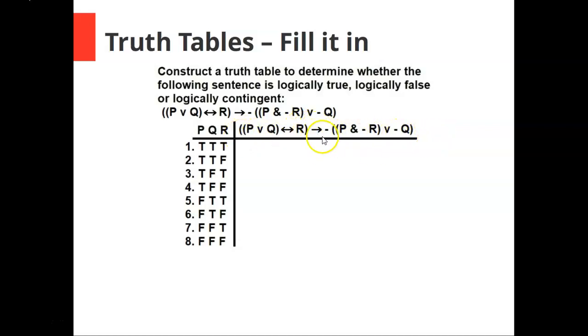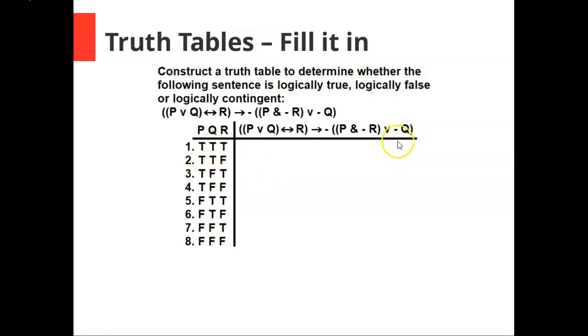The consequent of this conditional is a negation. It's a negation of a disjunction. So now we have to fill in the disjunction. What are the disjuncts of this disjunction? It's a conjunction and a negation. So we have to fill in those first before we can fill in the disjunction. So the first thing we can do is we can look to not Q here.